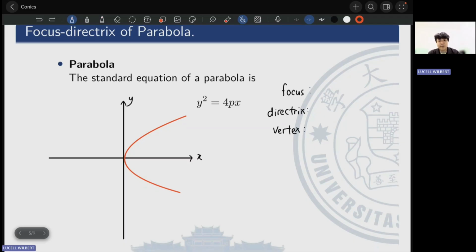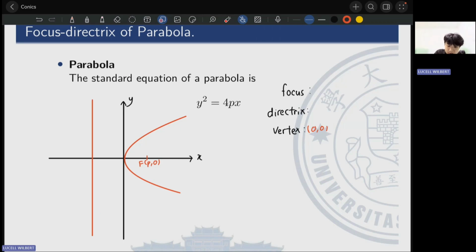Now, let's see the shape of the parabola in the xy plane. This parabola right here has a vertex at 0, 0. And we know that a focus is a fixed point on a plane. Let's say this is the point of the focus, which is p, 0, and a fixed line, which is the directrix right here. Let's say this is the line L, and the distance from the vertex to the focus equals p, which is the same as the distance from the vertex to the line, also p.